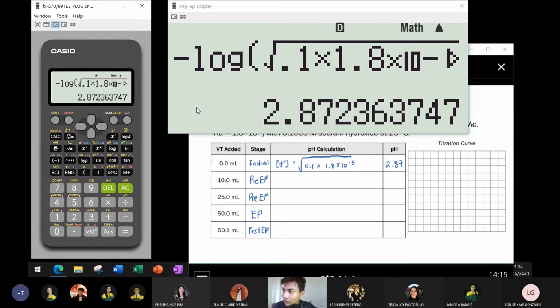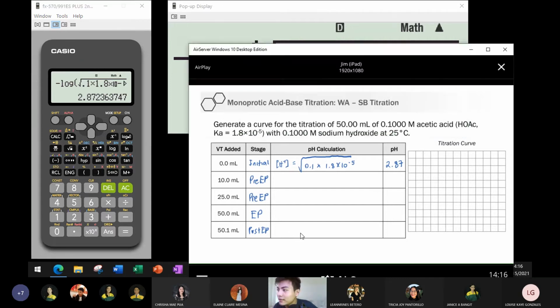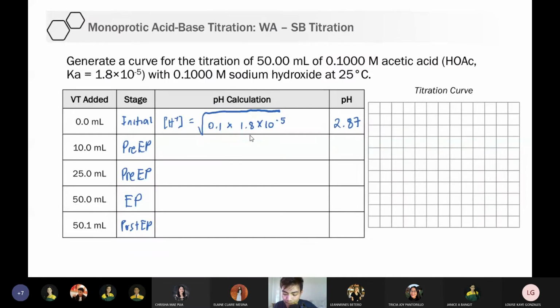Sir, bakit mo ni-negative log yan? pH kasi kailangan. Okay. I-plug in muna yung concentration ng H+ dito sa negative log, and let the calculator do its work. Ayan, 2.87. Okay, so we're good, no? So if you have any problems, just let me know.